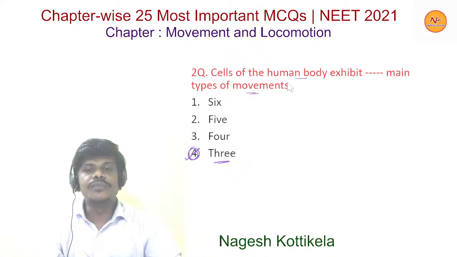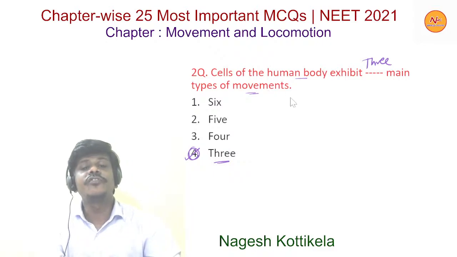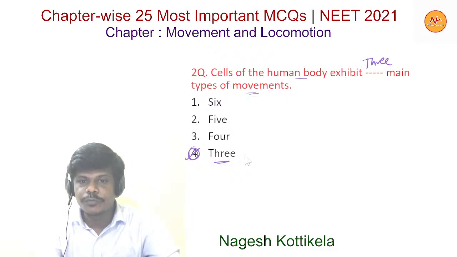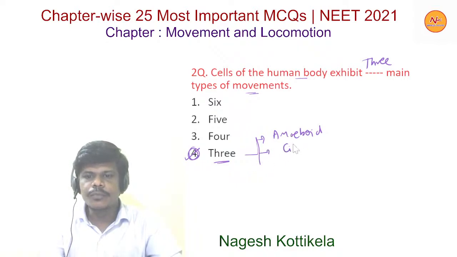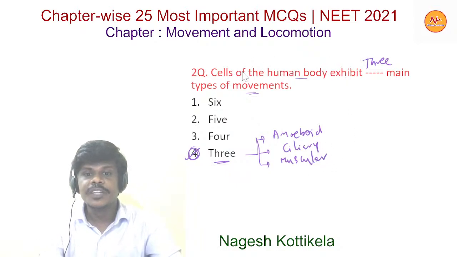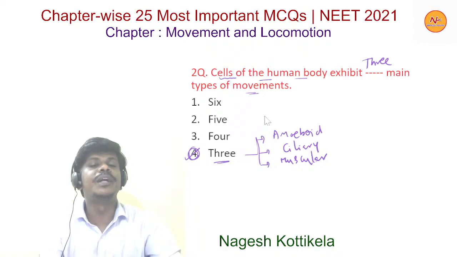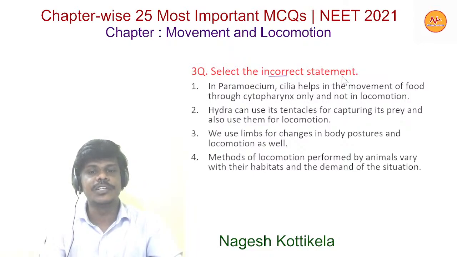So cells of the human body exhibit 3 main types of movement, and those are: 1, amoeboid movement, 2, ciliary movement, and the third, muscular movement. So these are the 3 types of movements shown by cells of the human body. Now moving to the next question, select the incorrect statement.